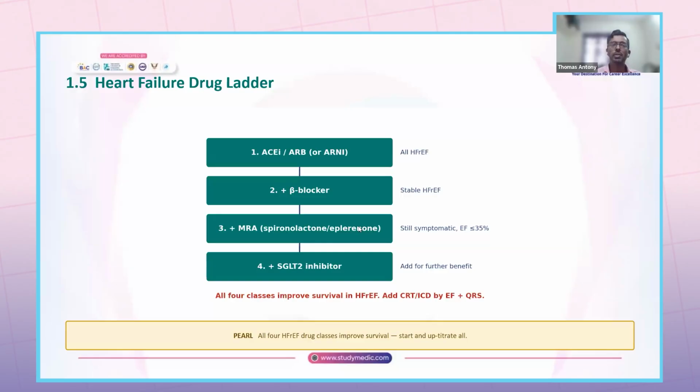So add CRT or ICD, depending upon what you are dealing with. If there is arrhythmia or if the patient is prone to arrhythmia, then you have to consider ICD. Okay.